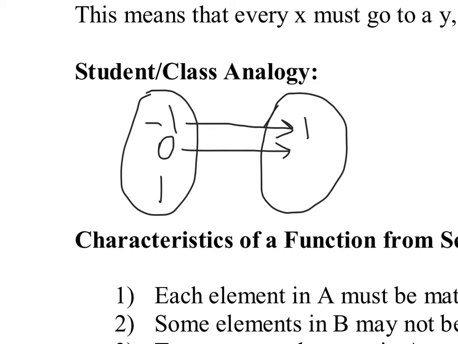All right, so for each x in set A, we're going to go to only one y in set B. However, we might have some other y values in here that aren't belonging to the match, and that's okay. That can happen. We still have a function.